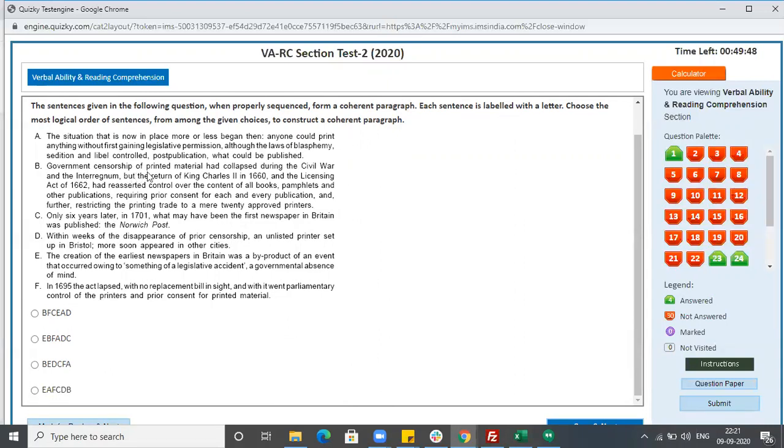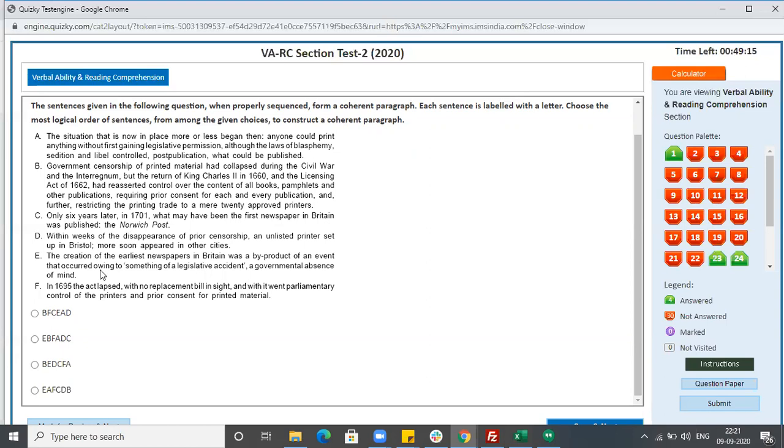B. Government censorship of printed material had collapsed during the Civil War and the interim, but the return of King Charles II in 1611 had reasserted control over the content of all books, pamphlets, and other publications, requiring prior consent for each and every publication, further restricting the printed trade. Okay, it looks like a good start. E. The creation of the earliest newspaper print was a byproduct of an event that occurred owing to something of a governmental absence of mind. Okay, E also seems to be a reasonable start.